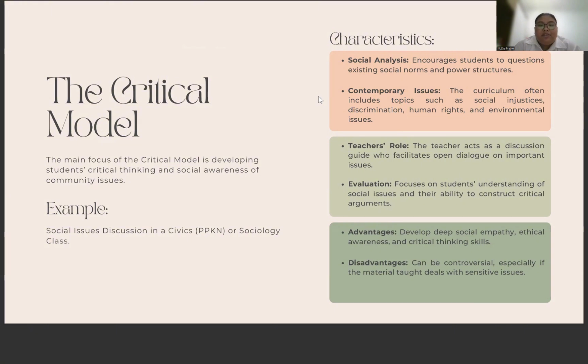An example of the critical model is a social issues discussion in a civic or PPKN or sociology class. Teachers facilitate discussion on topics such as social injustice, gender equality, or human rights. Students are asked to analyze real cases, ask critical questions, and discuss solutions based on multiple perspectives. This encourages students to understand and question existing social structures.